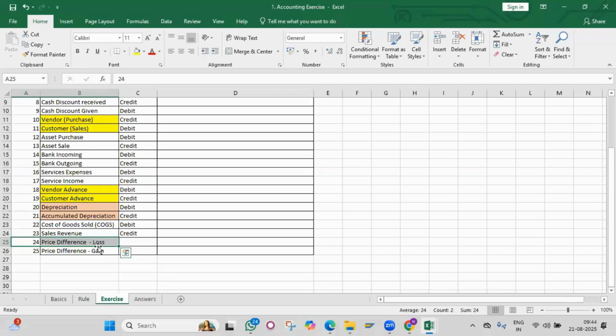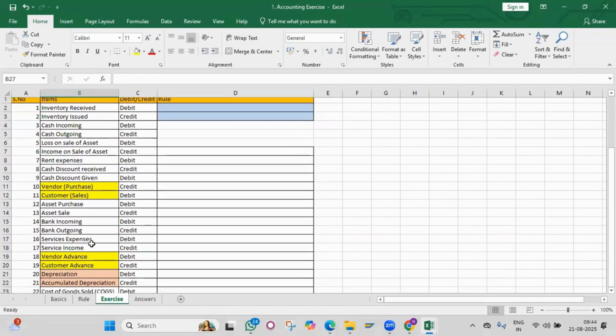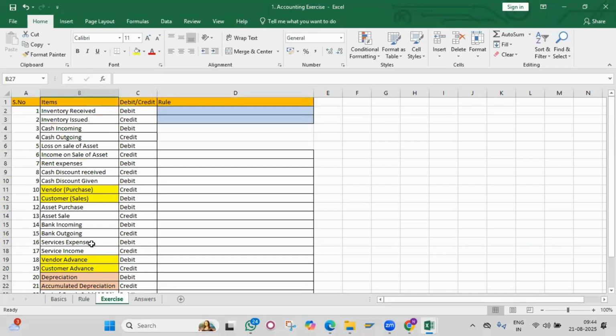In another case, the normal price is 1000 rupees and we are buying for 1100 rupees. Overpriced. So we are paying 100 rupees extra. 100 rupees is a loss for us. So loss is always debit. Profit or gain is always credit. This is the accounting entries in FICO.